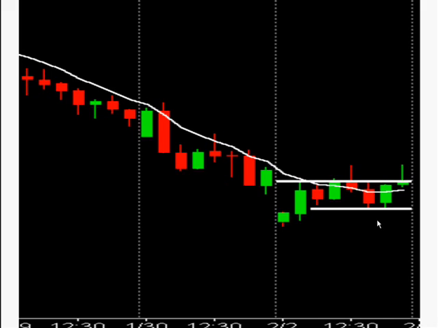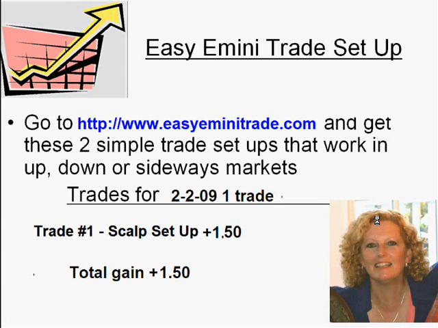And again, if you don't take any trades, then you're still going to be ahead of the game, obviously, than if you were to take losing trades just looking for something that's setting up. So anyway, I took one trade today, and it was a scalp setup, and I had a gain of 1.5.